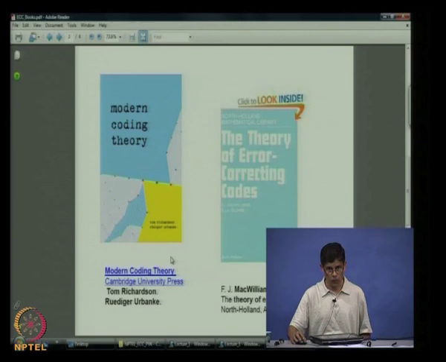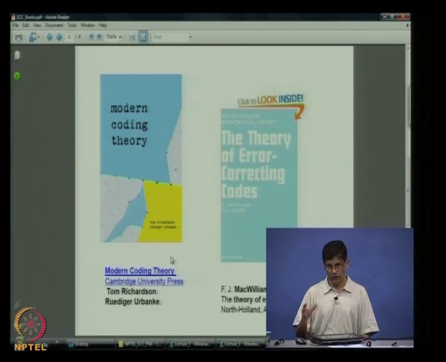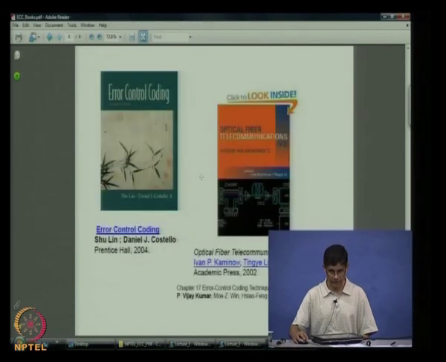I think it is a year or two old, and it is completely different from all the other textbooks because it takes predominantly the modern coding theory viewpoint, which is that it is very probabilistic, and it emphasizes low density parity check codes or turbo codes and so on. Very nicely written. The authors are experts in this area.